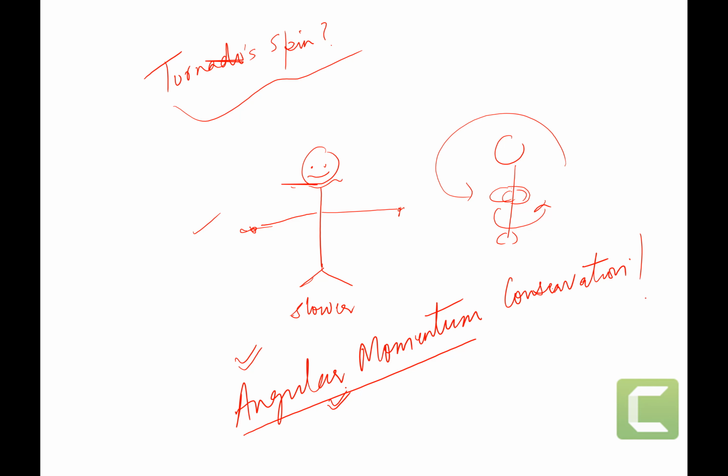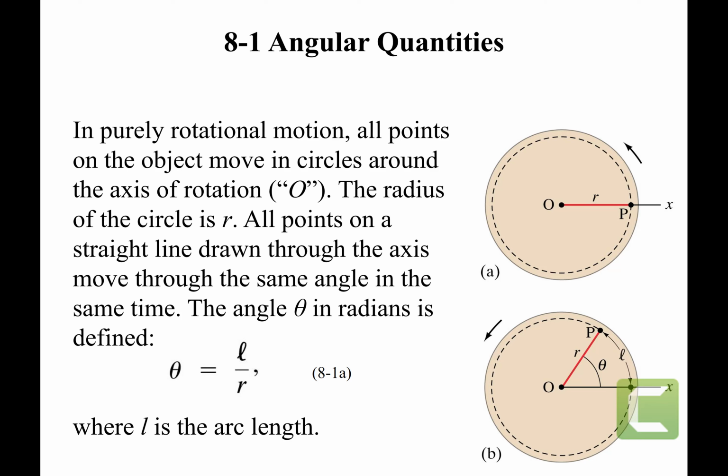So clearly force, energy and power are associated with rotational motion. These and other aspects of rotational motion are covered in this chapter. We'll begin with our first section, angular quantities. What are the quantities that are going to help us define other quantities like angular speed and angular acceleration? So we begin with rotational motion.